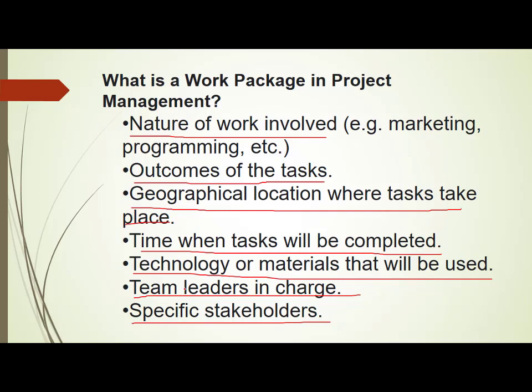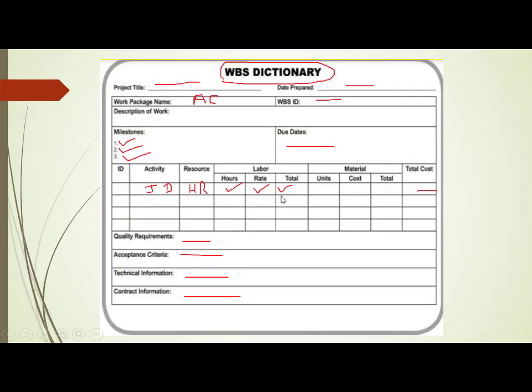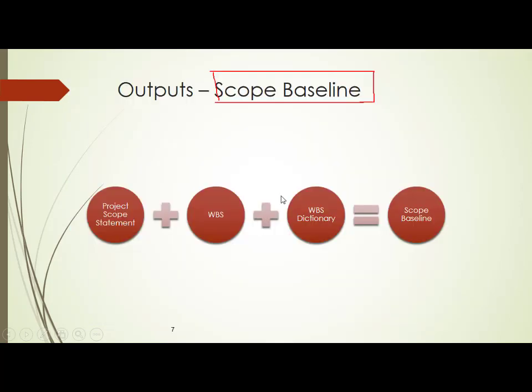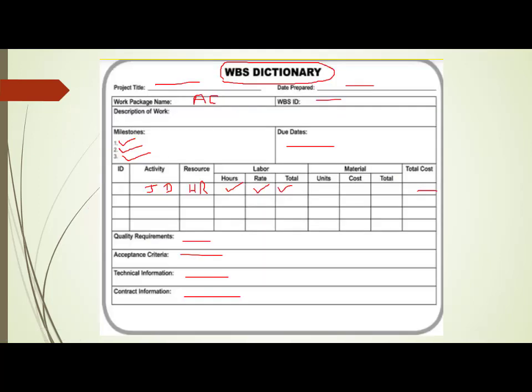Then who is the team leader in charge of this, and are there any specific stakeholders? If you have to take care of any specific stakeholders, you have to take care of them. So this is nothing but the WBS dictionary. When you put the two things together, that is project scope statement plus WBS dictionary, you get something called a scope baseline.